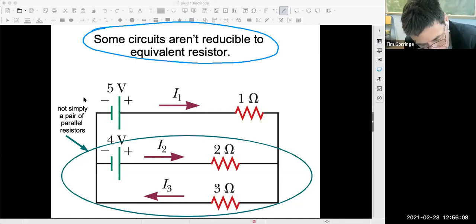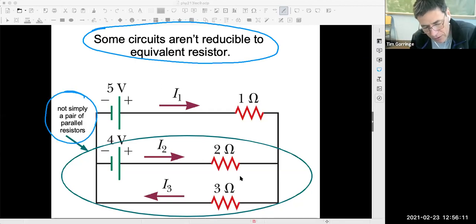Let me just give you an example. You might say, well, look, this 2 ohm and this 3 ohm resistor are in parallel with one another. But they're not simply in parallel with one another. There's a battery in this part of the circuit too. And that's true of any of the other arms of this circuit. You might say the 1 ohm and the 2 ohm are in parallel with one another, but they're not simply in parallel with one another. There's batteries there also. You might say that the 1 and the 3 ohm are in parallel, but they're not simply in parallel because there's a battery there also.